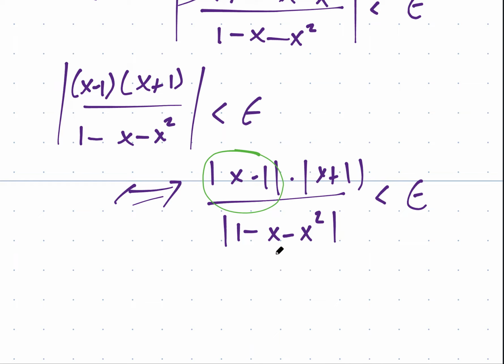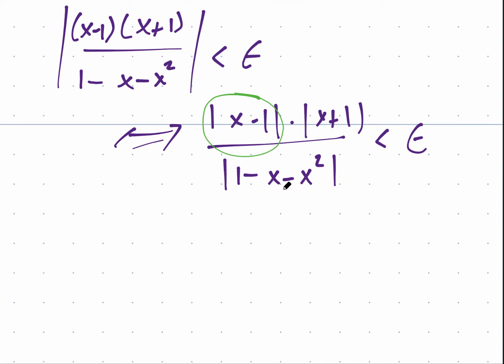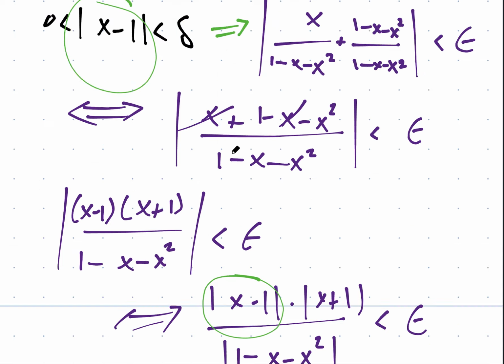Now the problem with this is that you cannot say that 1 minus x squared is going to be positive, because clearly it's not. It's going to be negative. So we don't know how to properly bound that. So what delta should we use to bound both this and x plus 1? Can we use less than or equal to 1?